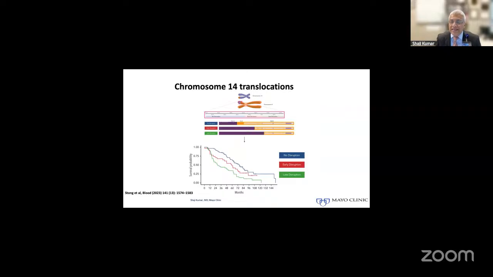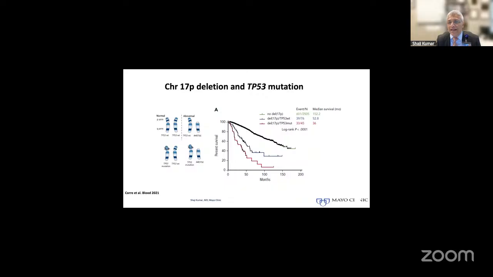So even within these abnormalities, we think about chromosome 14 translocations being a high-risk abnormality. There is heterogeneity even within them. Depending upon whether there's NSD disruption, early or late disruption, there can be heterogeneity within the 4;14 translocation. And you've probably seen this in the clinic, that some of your 4;14 patients are doing very well, while others have a really bad outcome. But it's also not just the presence of the primary abnormalities, it is what else goes with the primary abnormalities.